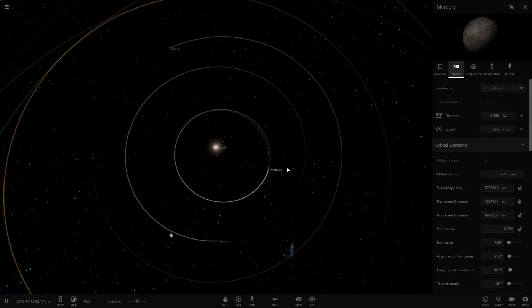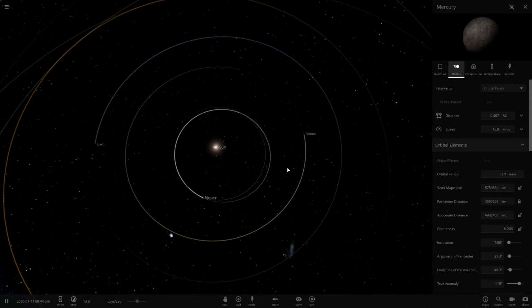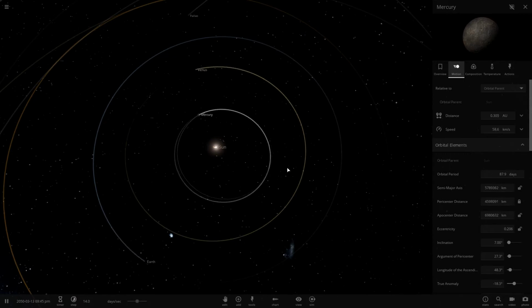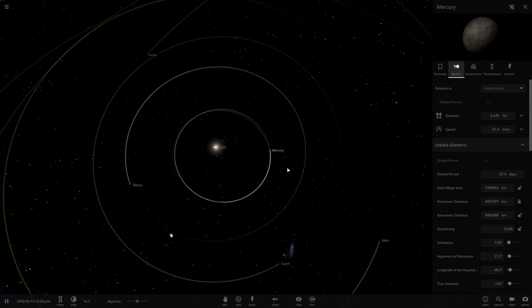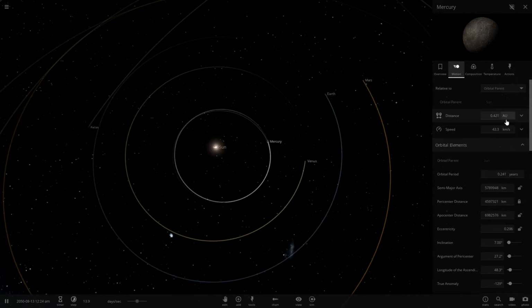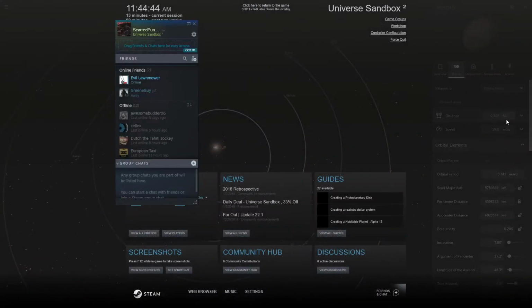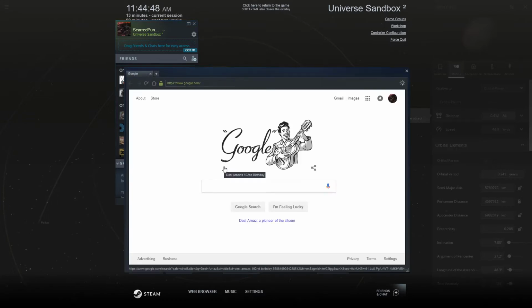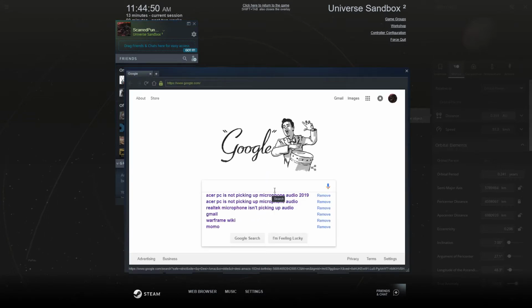Now, next we shall do some calculations with Kepler's third law. The orbital period squared is equal to the distance cubed. Now we're going to want to put this into years, and I've already put it into astronomical units. So we shall do some simple calculations using the Steam web browser. Very glad I have this.